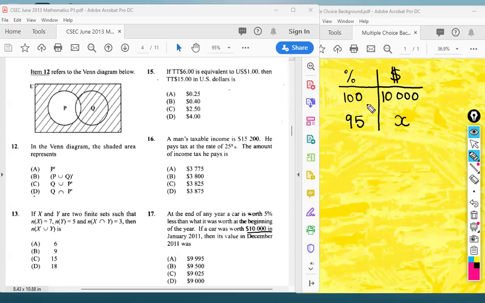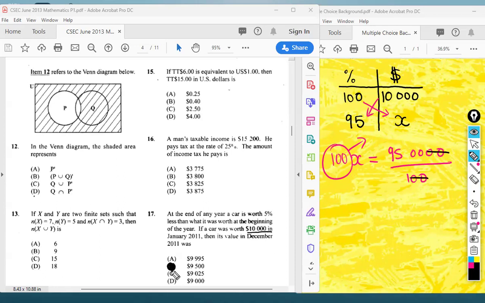Right? But there are more than one ways to do a math question. So you got 100x here. This could be 95 with 4 zeros. 1, 2, 3, 4. Throw across the multiply, you get a divide. 2, 2. The answer would be B. Simple stuff. Right, so let's move on.